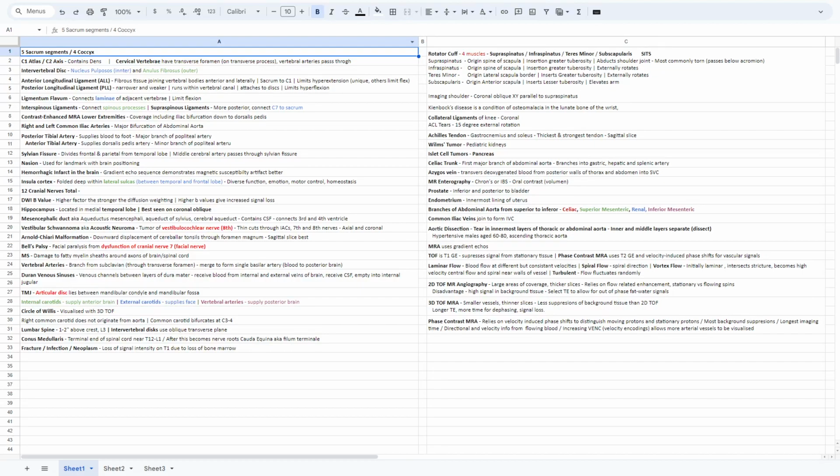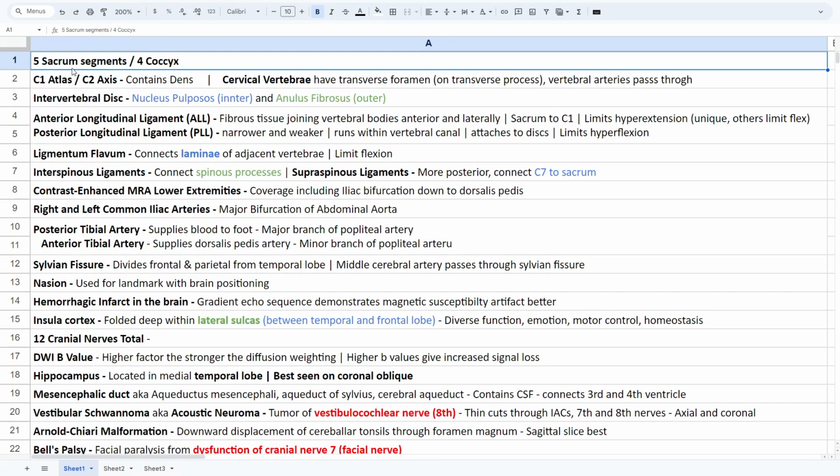Okay, first section is just some general anatomy and information. Sacrum contains 5 segments. Coccyx contains 4. C1 is called the atlas. C2 is called the axis, containing the dens or odontoid. Cervical vertebrae have transverse foramen on the transverse process, and the vertebral arteries pass through this foramen.